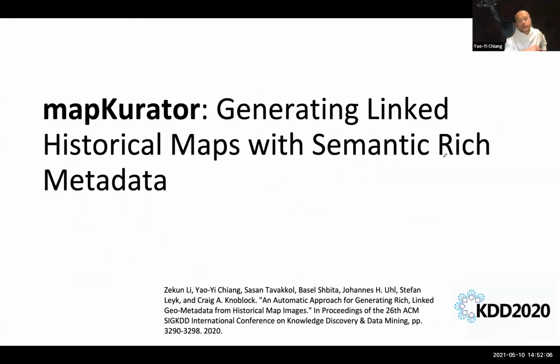All right, Map Curator. The goal for Map Curator is to generate linked historical maps with semantically rich metadata. This work is a collaboration between the University of Southern California, where Zhe-Kun Lee is my PhD student leading this work, Google AI, and the USC Information Sciences Institute. We also have people from the University of Colorado Boulder Geography Department. And the paper was published in KDD 2020.